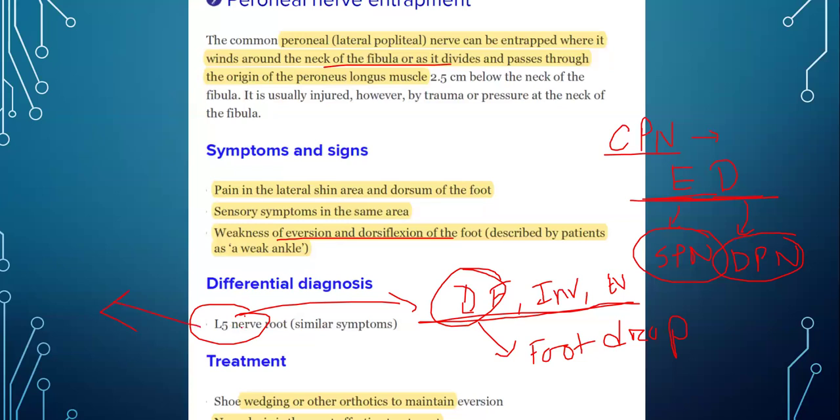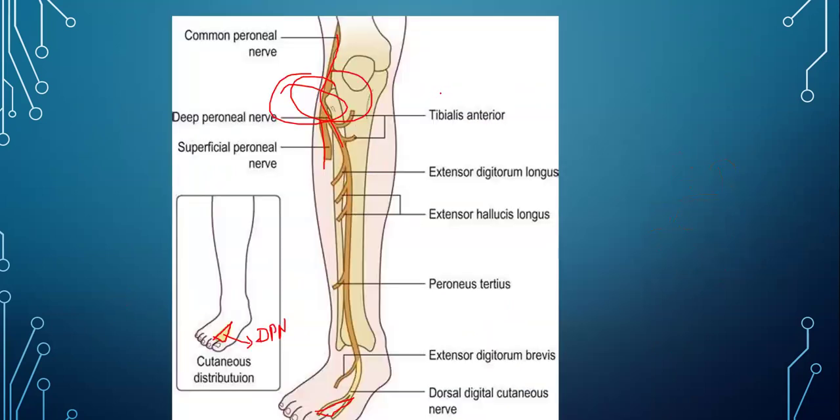L5 doesn't have any reflex or jerk. CPN also does not help with any reflex or jerk. So in both cases, reflex will be fine. Does it make sense for everyone? So how the common peroneal nerve entrapment will present and how to differentiate it from L5.